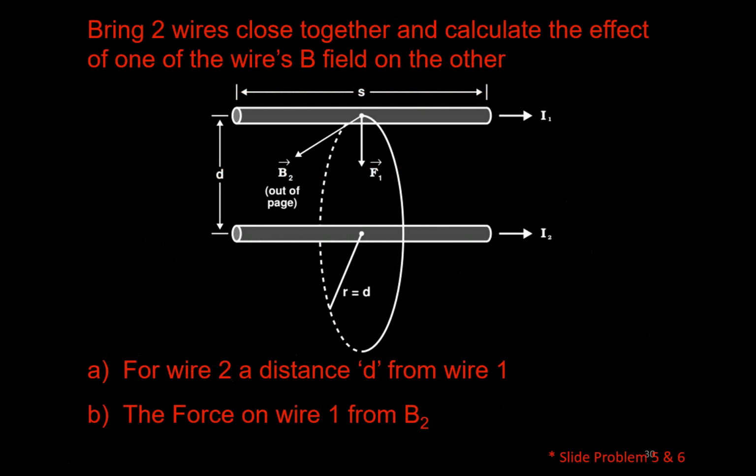So let's take two wires and put them close together and look at the B field effect on one another. So here we've got two wires, wire 1, wire 2, with current 1 and current 2 flowing through them. For wire 2, it's a distance d from wire 1. So here's the magnetic field going around in a circle due to this wire, and it's a distance d. Okay. So for wire 2, distance d from wire 1, what's the effect of one wire's magnetic field on the other?